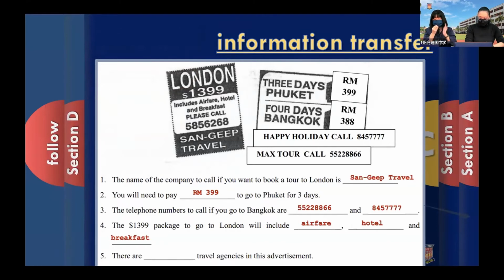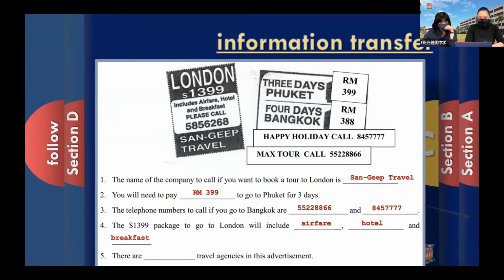Okay, last question. There are how many travel agencies in this advertisement? How many? How many? 3. 3. Can you please tell me the names of the company? If you say 3 travel agency, how do you make a judgment that the answer is 3? Some says 2. How many? Altogether, how many are there in this advertisement? But travel agencies mean the company, the company that brings you to have a tour in that place.